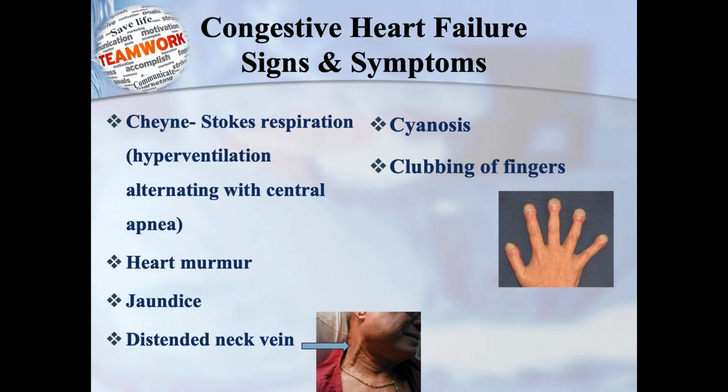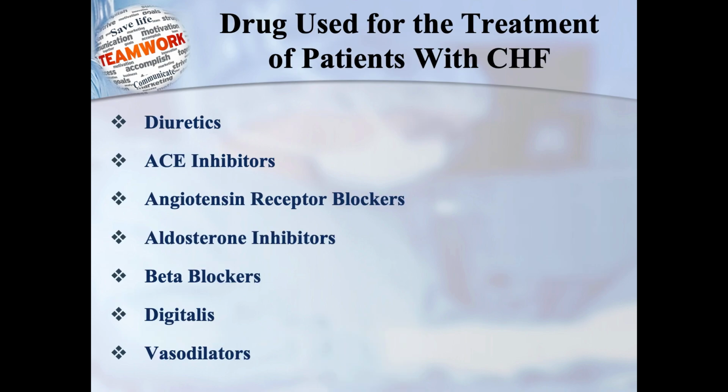Other signs and symptoms include Cheyne-Stokes respiration, which is hyperventilation alternating with central apnea, heart murmur, jaundice, distended neck vein as shown here on the right side of this slide, cyanosis, and clubbing of the finger, also as pictured here on the right side.